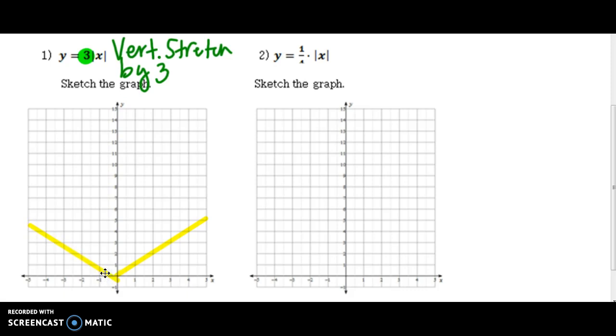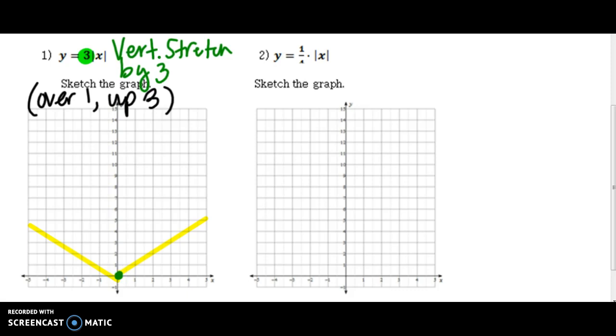All right. So if our normal pattern is over 1, up 1, our pattern for this one's still going to go over 1. We're going to keep that where it's always going right 1 or left 1. But instead of up 1, we're going to go up 3. So in green here, we haven't moved anything left or right. So our normal main point is still at 0, 0.